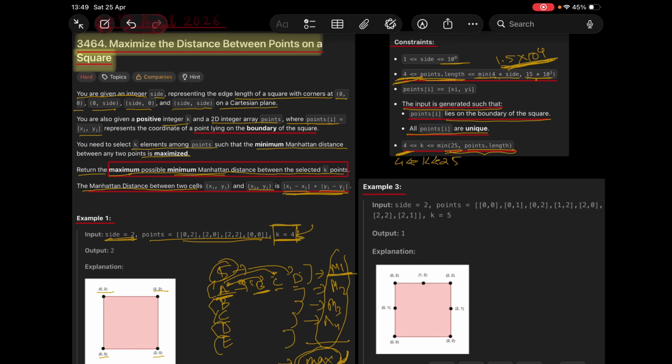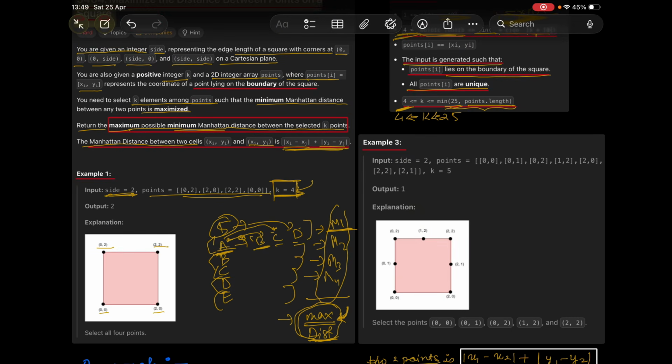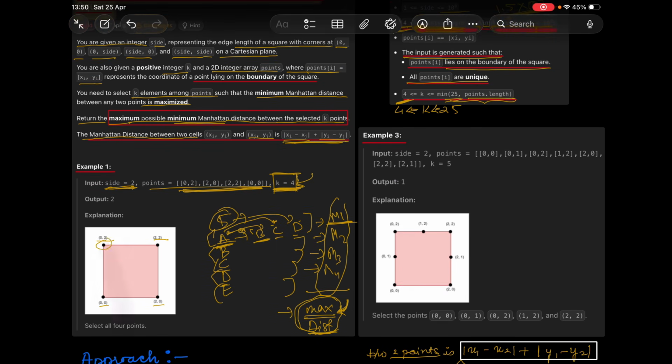Okay, now if we see this example, here we have to select 4 points and only 4 points have been given to us, so we don't have any choice, right? We have to pick all these 4 points, and when we pick these points, what is the maximum minimum distance? So if you see, among these points it is 2 everywhere. So the minimum is 2, and altogether the maximum is 2.